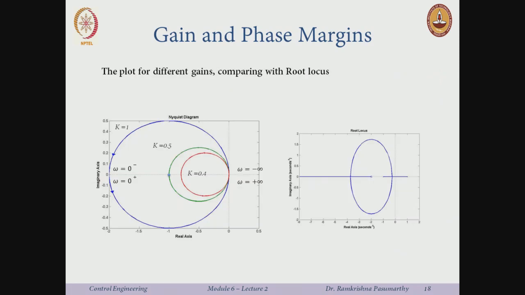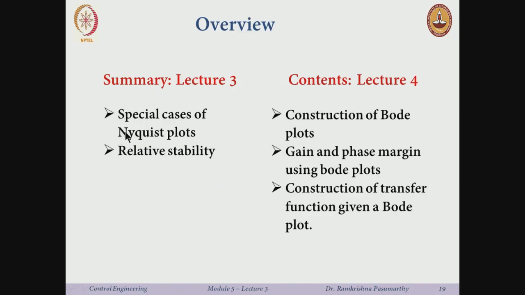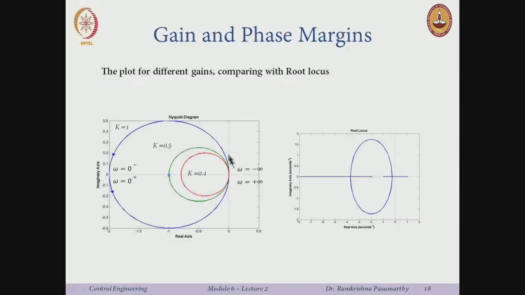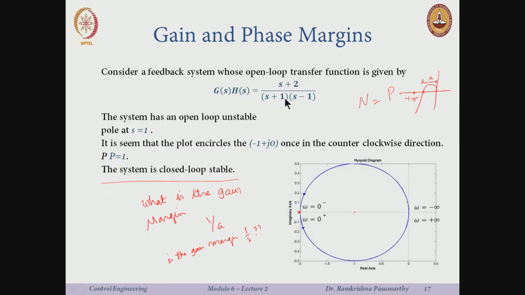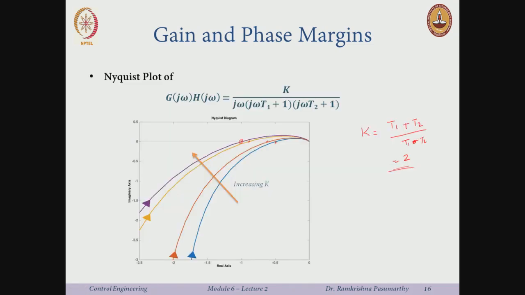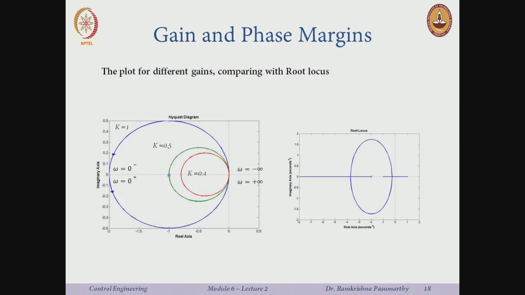Okay. So, if I start with gain of k equal to 1, I am somewhere here. This is the original plot, (s plus 2) over (s plus 1)(s minus 1) with k equal to 1. So, this is k equal to 1, N equal to 1, or N equal to P, where P was equal to 1, and the system is stable because I am encircling the point minus 1 plus j 0. I come down here, k equal to 0.5, I am just at the point minus 1 plus j 0.